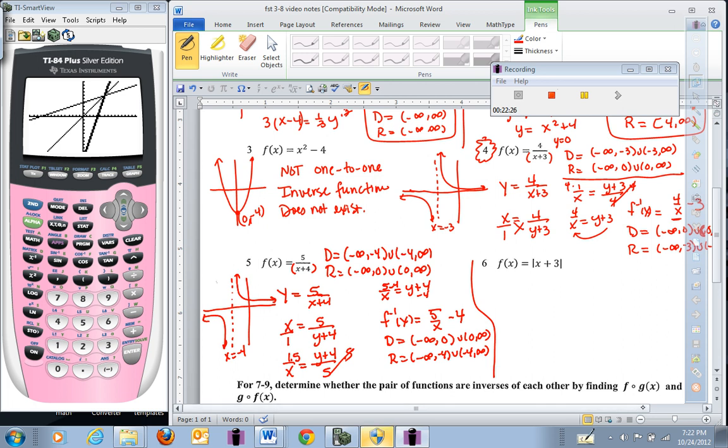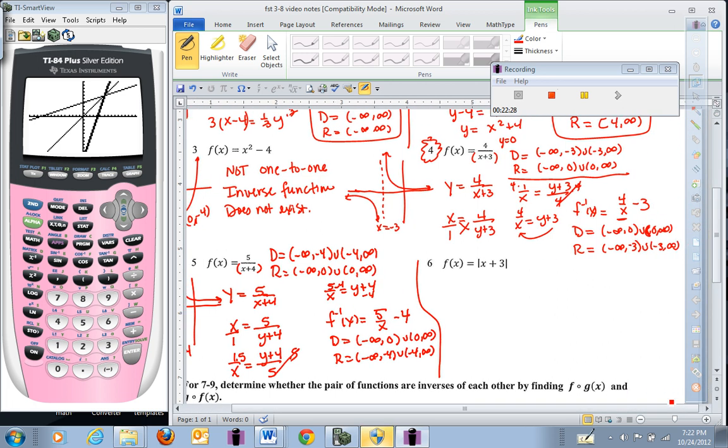Okay, the last one we're going to look at is the absolute value of x plus 3. An absolute value graph with a good grouping symbol. The absolute value bars are a grouping symbol. It says that the parent graph is being moved 3 to the left. So it'll look like this, won't it? And this will be -3, 0.